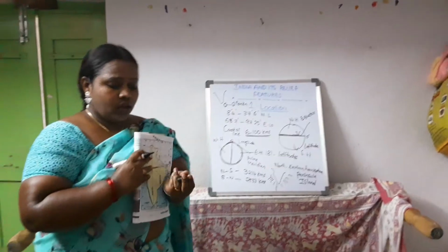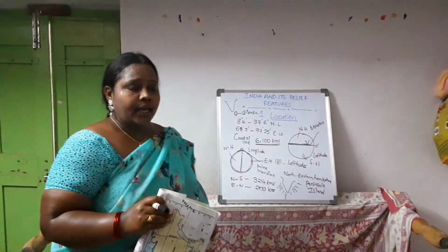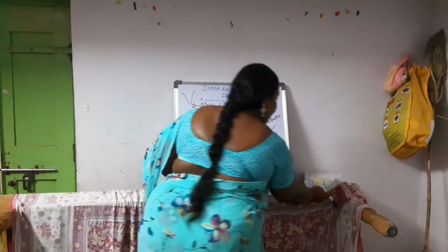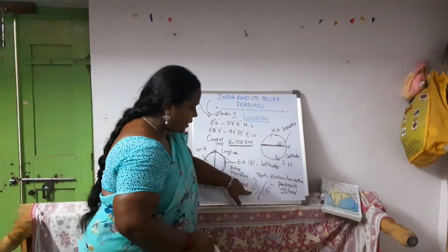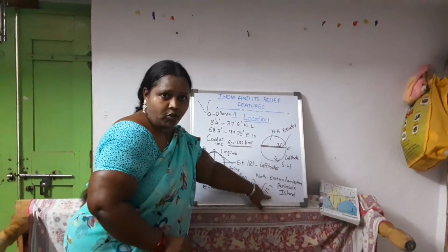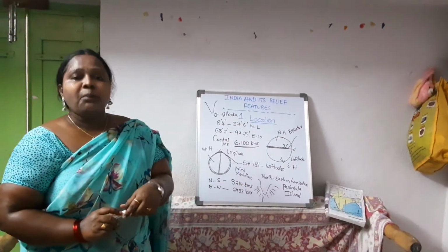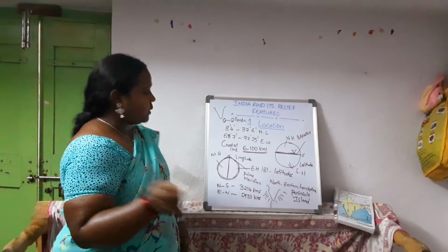So, today you have learned about two terms, that is peninsula and island. We call India a peninsular country. Why are we calling it a peninsula? Because it is surrounded by water on three sides. You can see the Arabian Sea, Indian Ocean and Bay of Bengal. It is surrounded by water on three sides. That is why it is called a peninsular region.